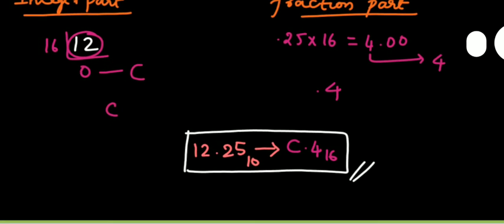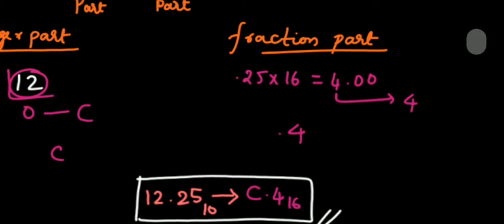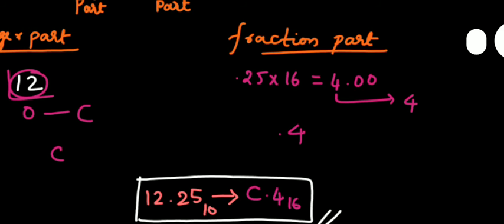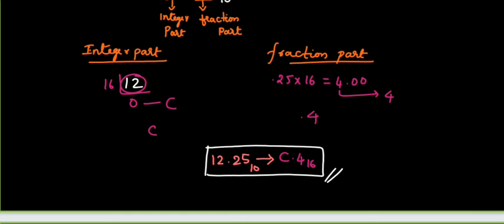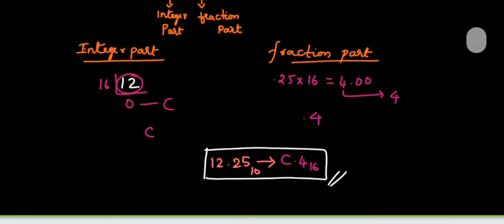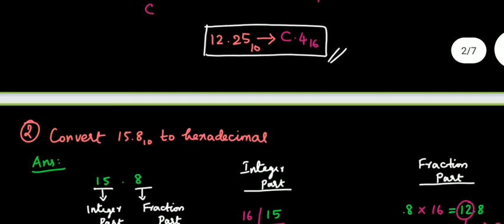Coming to the fraction value, 0.25 is the fraction part given. So 0.25 into 16 is equal to 4. 4 is the integer part, take it out. So 0.4 is the fraction value. Combine both the integer value and fraction value. C.4 is the hexadecimal number for the given decimal number 12.25. So we'll see the next problem.